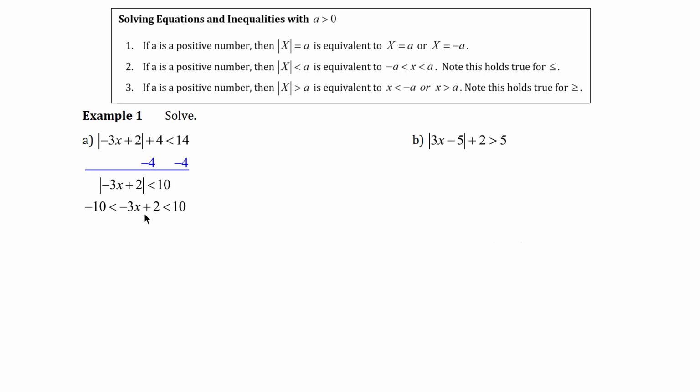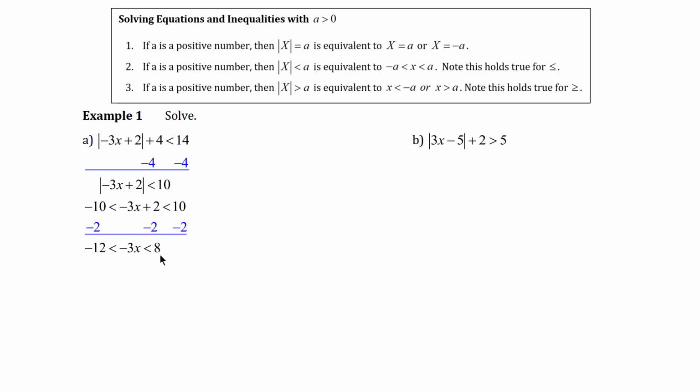Solving this compound inequality for x, we first need to get rid of the plus 2 in the middle. So we subtract 2 from the left side, the right side, and from the middle. Simplifying the left-hand side first, negative 10 minus 2 is negative 12. In the middle, we have plus 2 minus 2 cancels out, and we bring down the negative 3x. On the right-hand side, we have 10 minus 2 is 8. The result is negative 12 less than negative 3x less than 8.